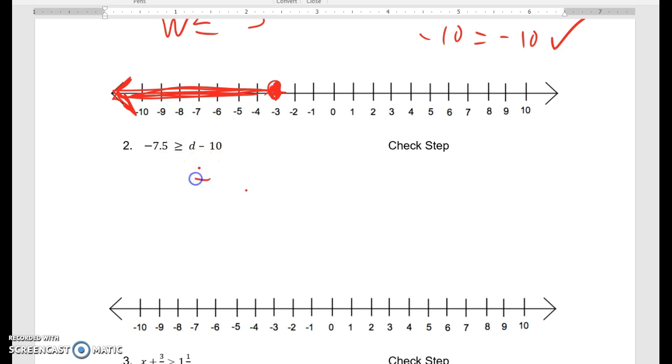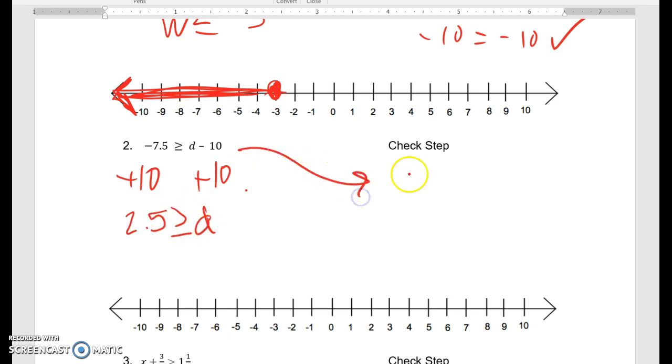Okay, next one. We want D by itself, so we are adding 10. -7.5 plus 10 will give you 2.5. 2.5 greater than or equal to D. Check your step. -7.5 equals, instead of D, you're going to plug in 2.5 minus 10.